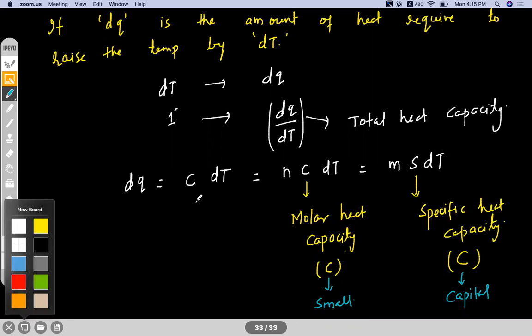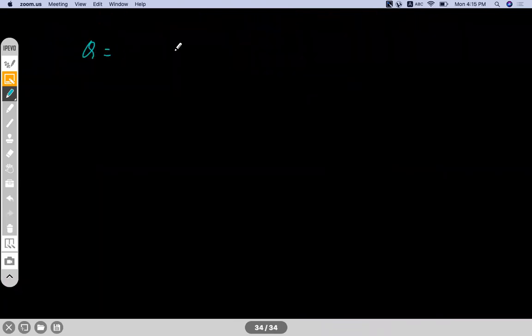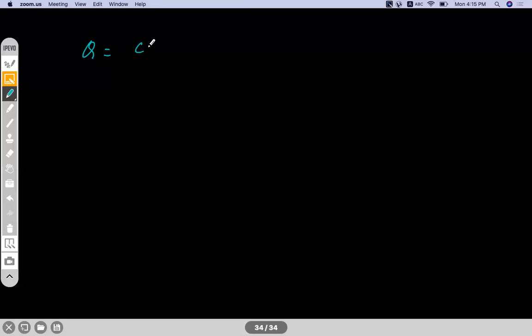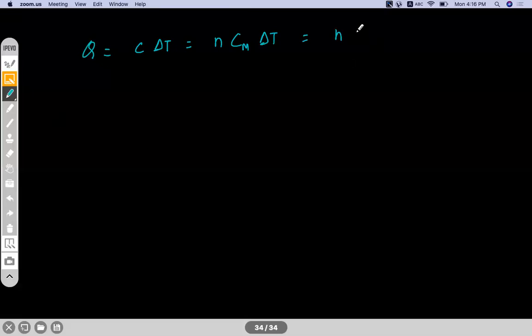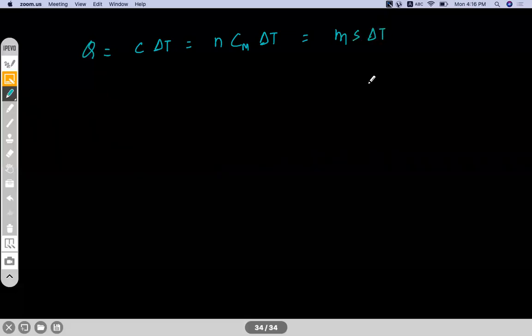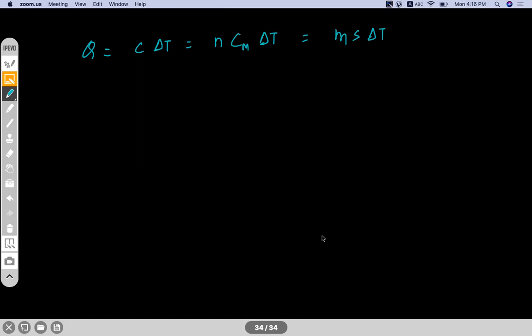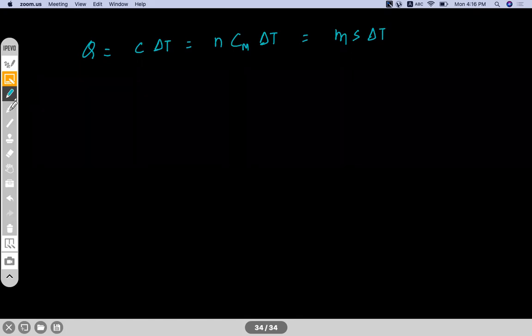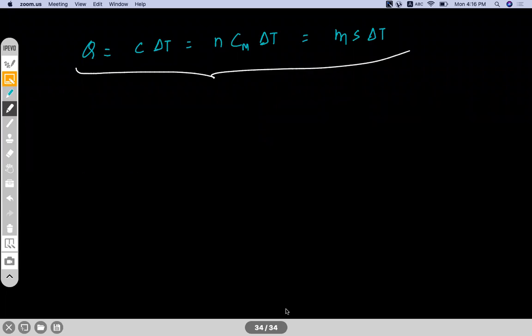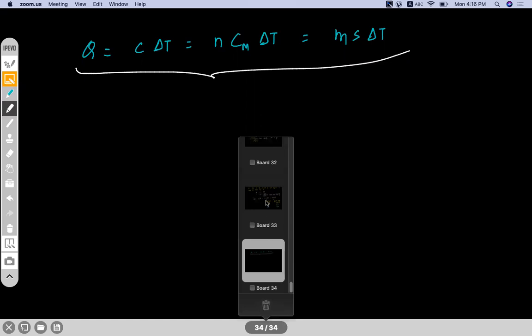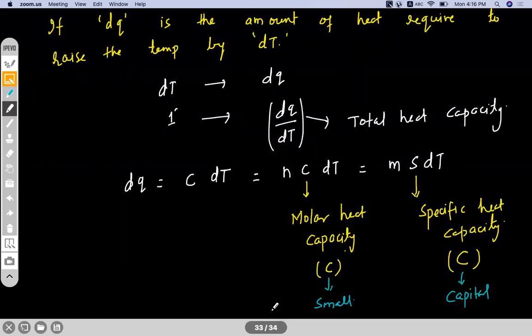Now, did you copy this? So further we can write Q is equal to n c delta T, where c is the molar heat capacity, and simply m s delta T. So this is the relation of Q with the total heat capacity, or the molar heat capacity, or the specific heat capacity. This is the relation.